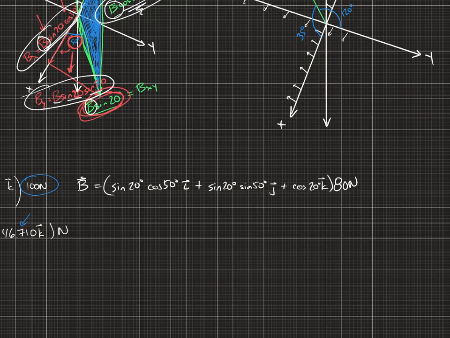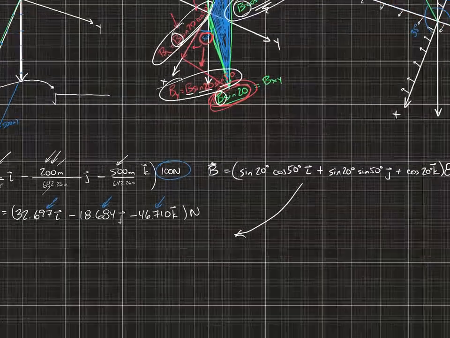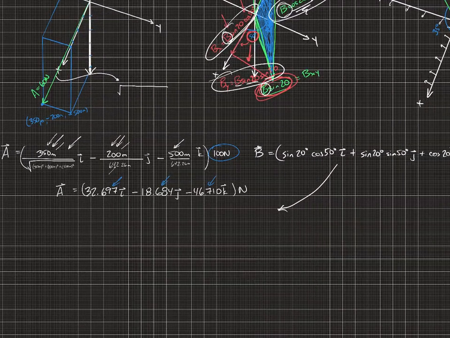So what that yields, because I know I'm going to do a math problem with this, I'm going to put it over here. If you multiply all of that out, you get B equals 17.588 in the i, plus 20.960 in the j, plus 75.175 in the k, and again I'm going to put the newtons out front. That's if we multiply these two and then multiply that by 80.